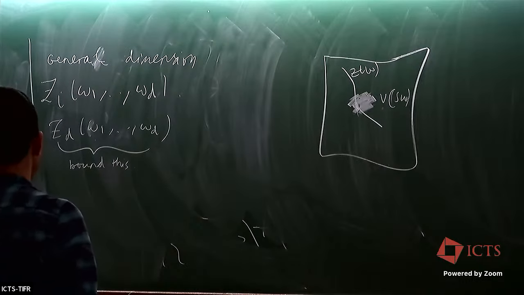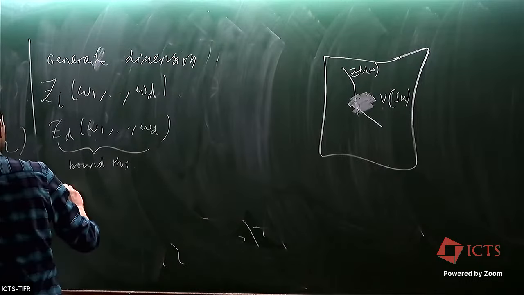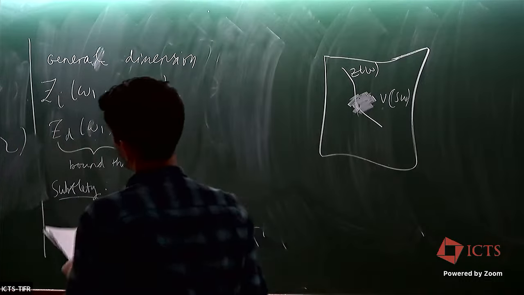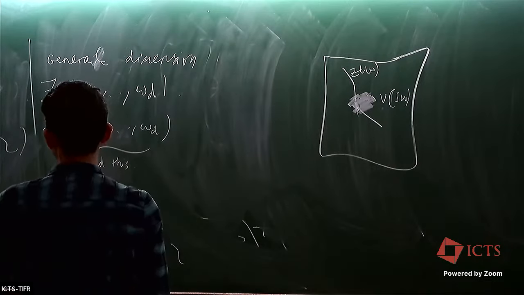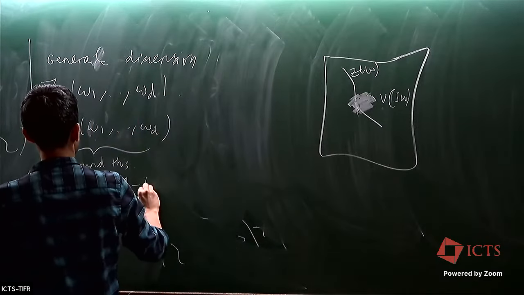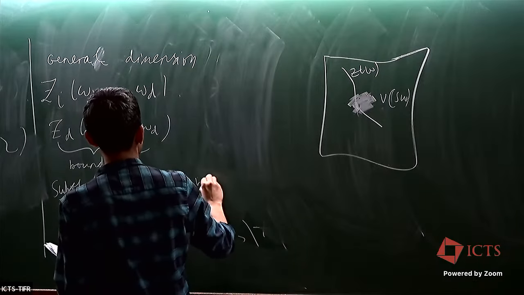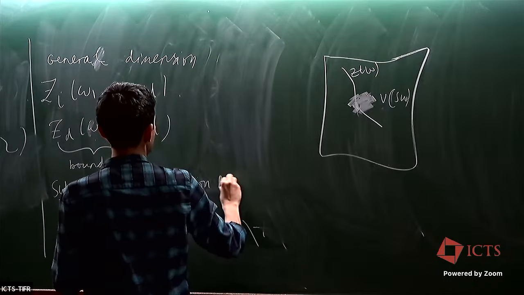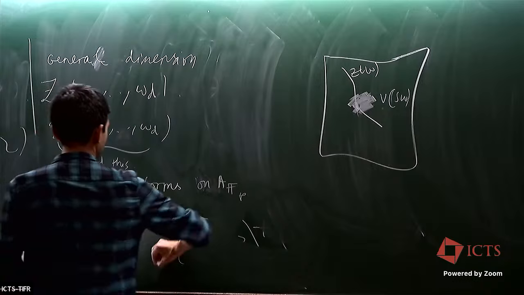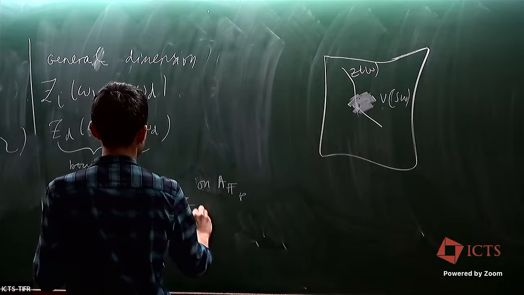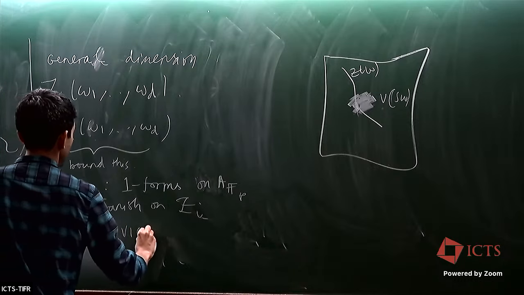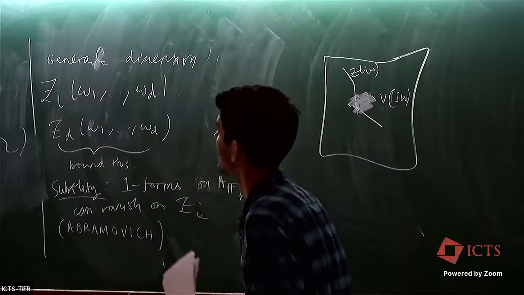And I'm just going to say one last sentence. There's one other subtlety, which is that normally over the complex numbers, when you pull back a one form on a simple abelian variety to a subvariety, the one form will not vanish, but one forms on A of Fp can vanish on these subvarieties. This was, I think, first observed by Abramovich. You have to understand that phenomenon as well, but that's another story.